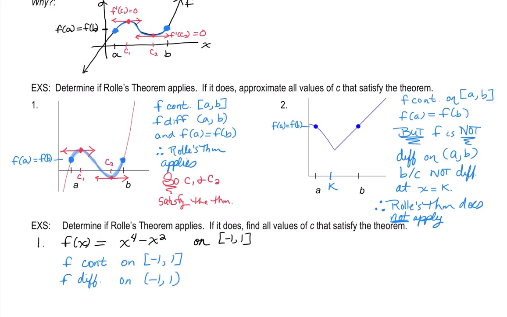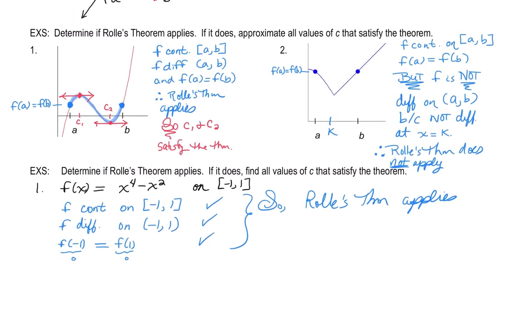Now, the last condition that we need is we have to check what f of -1 and f of 1 are, and in this case they are both equal to each other. They happen to both equal 0. It doesn't matter what they equal, it just matters that they equal each other. Okay, so our three conditions for Rolle's theorem are met. So Rolle's theorem applies.